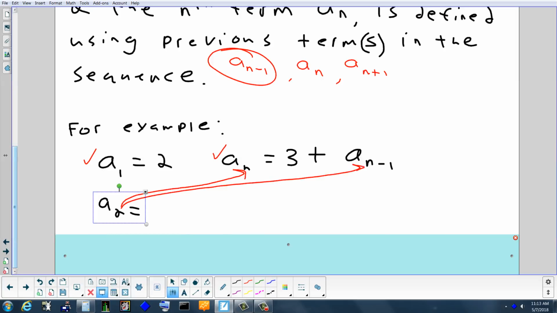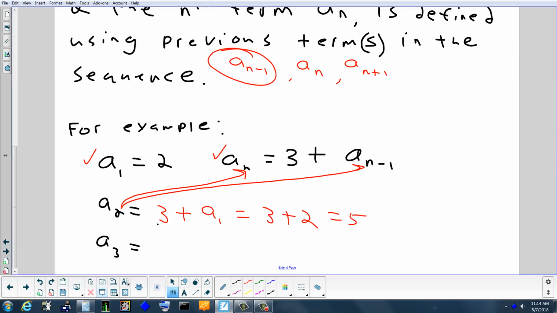So a sub 2 is 3 plus a sub 2 minus 1. 2 minus 1 is 1. So to find the second term, do 3 plus the first term. Well, what's the first term? The first term is 2. So to find the second term, it's 3 plus 2, which is 5.